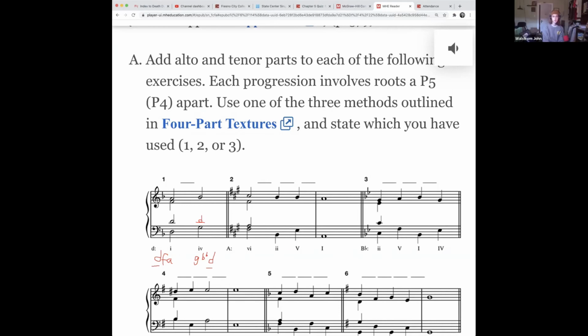All right, so can we stay on our common note D? And then our soprano went up by a step. Can our bass go up by a step as well?